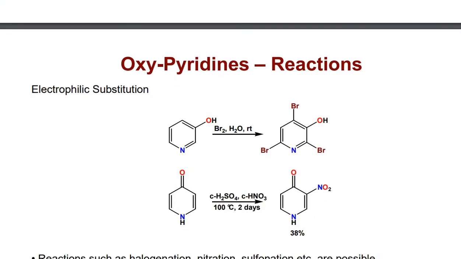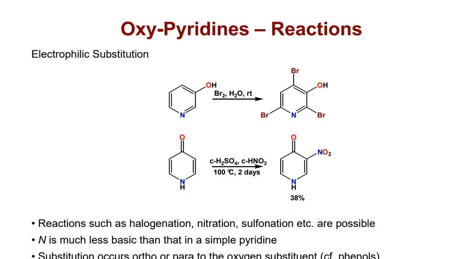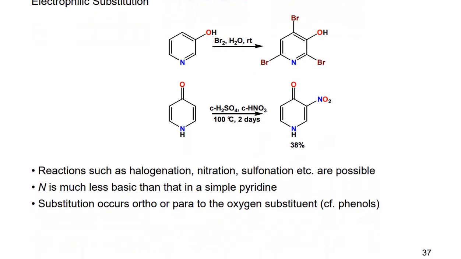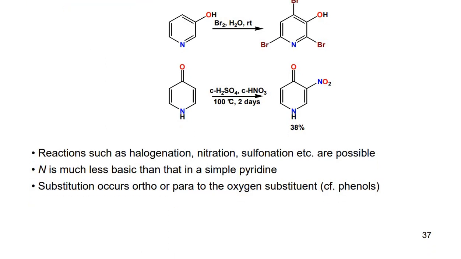So look at here oxypyridines, electrophilic substitutions. Reactions such as halogenation, nitration, sulfonation are possible. N is more or less basic than that in the simple pyridine. Substitution occurs ortho or para to the oxygen substituents.